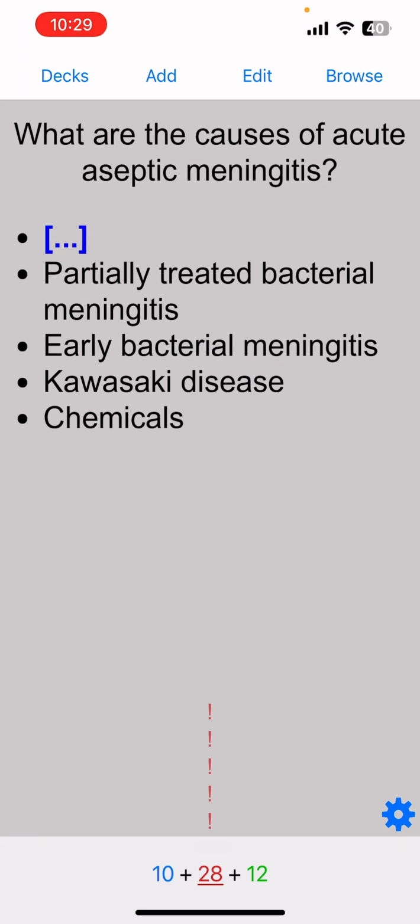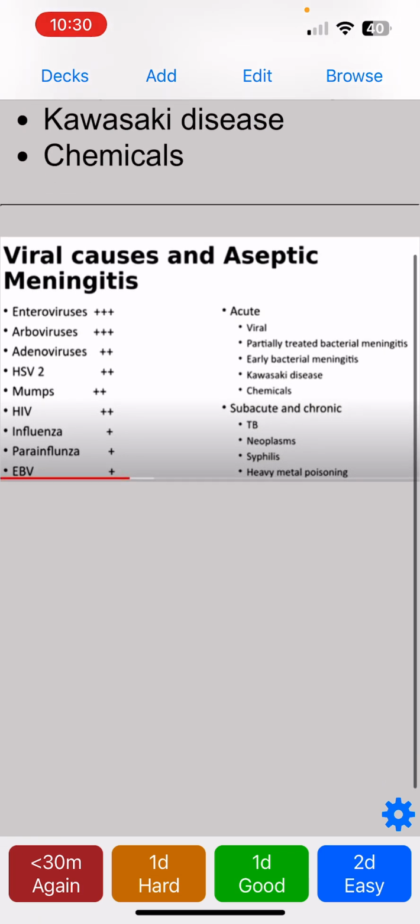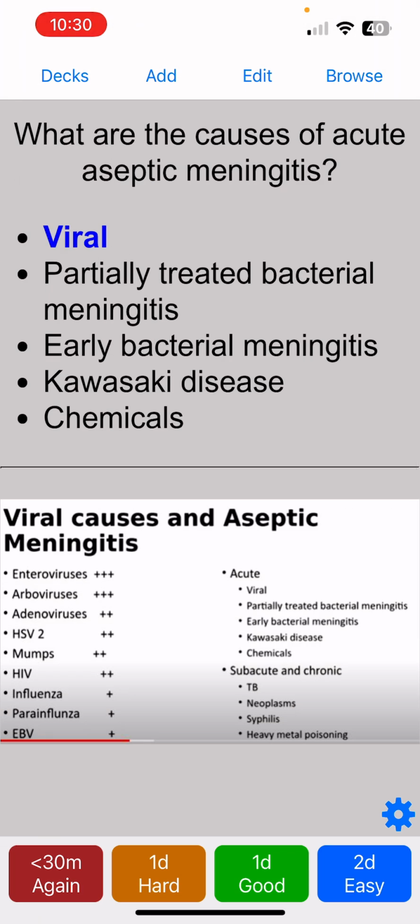What are the causes of acute aseptic meningitis? So, viral. But it can also be caused by a partially treated bacterial meningitis, early bacterial meningitis, Kawasaki disease, chemicals. I didn't know Kawasaki disease could cause it, honestly. And this is a screenshot from the lecture. If I didn't put it into a card, I wouldn't even think twice about this, honestly.